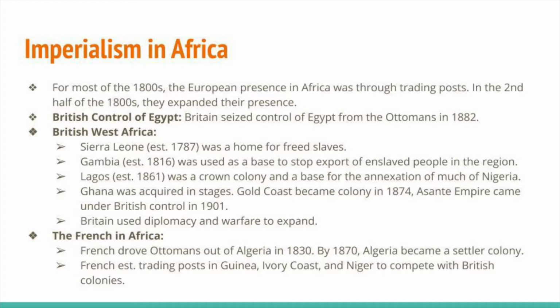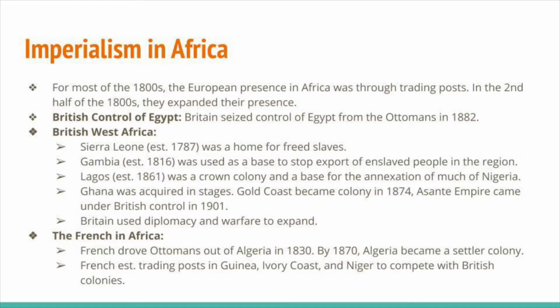The British had a stronghold in West Africa, which included Sierra Leone, which was a home for freed slaves, Gambia, which was used as a base to stop the export of slaves in the region, Lagos, which was a crown colony and a base for the annexation of much of Nigeria, and Ghana, which was acquired in stages.